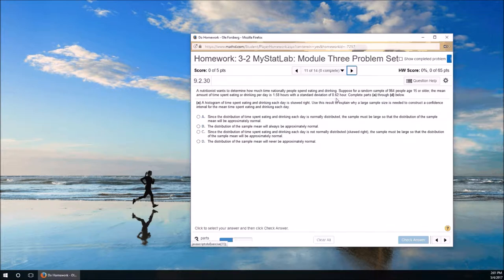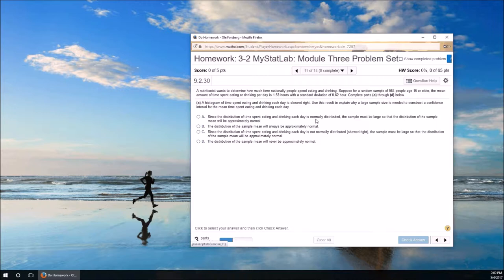Now we've got to complete parts A through D, so there must be four parts here. A histogram of time spent eating and drinking is skewed right, so positively skewed. So the tail is in the positive direction. Use this result to explain why a large sample size is needed to construct a confidence interval. Central limit theorem. Let's look at these four options. Since the distribution of time spent eating is normally distributed, the sample must be... it's not normally distributed, it's highly skewed. Normal distribution is symmetric, so it's not A.